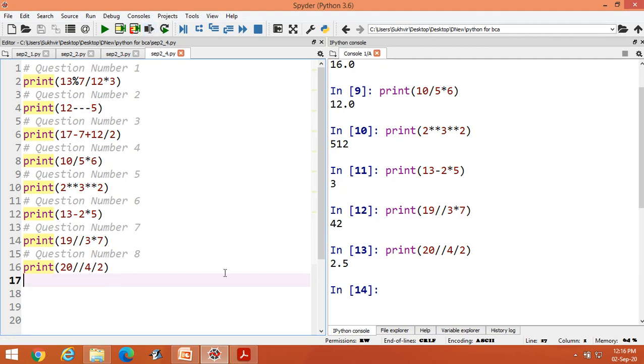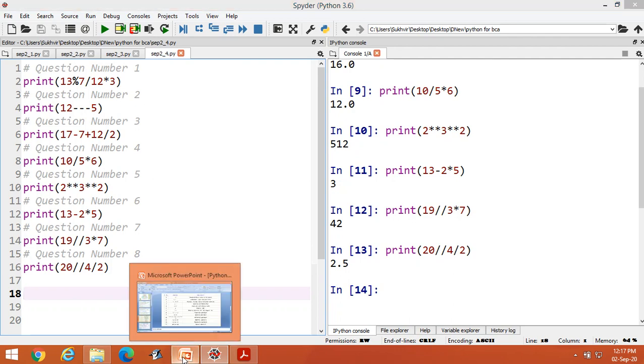You can try with different values. The answer is 2.5. Now why the answer is 2.5? 12 divided by 4 gives us the quotient as 5. Then 5 divided by 2 gives us the value as 2.5. You can try with the different numbers.